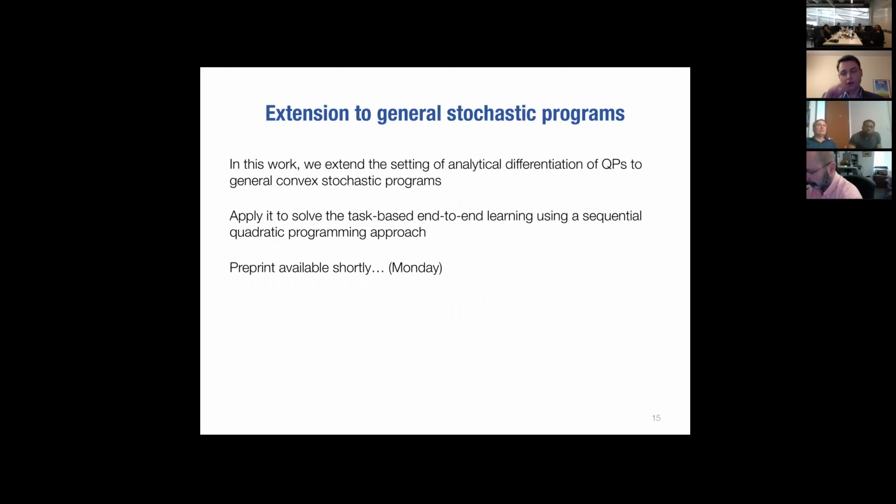And then in this current work, we extend it to the case of general stochastic convex programs, where we use a sequential quadratic programming technique to iteratively solve the problem. Then at the solution, you have a similar way of getting all the Jacobians that you need, or at least a way of backpropagating through the Jacobians. And as I said, this is sort of unusual.